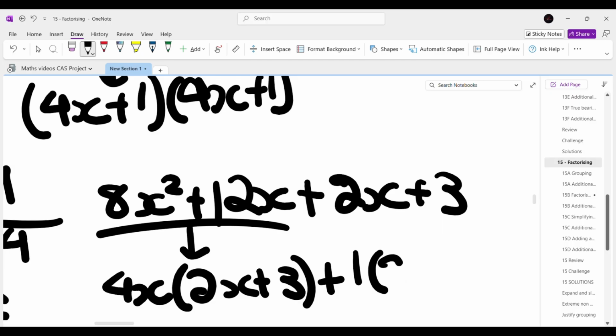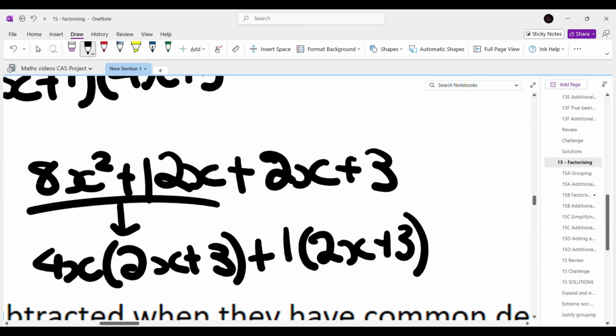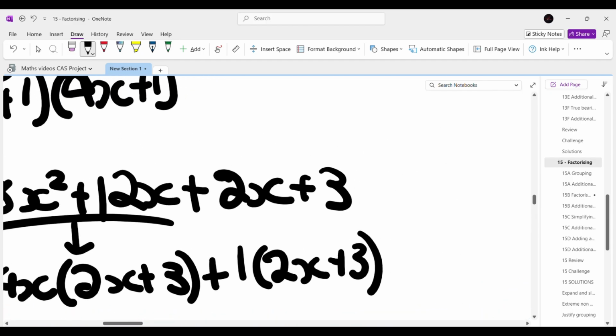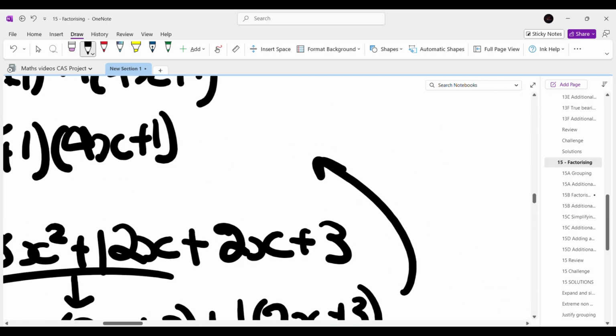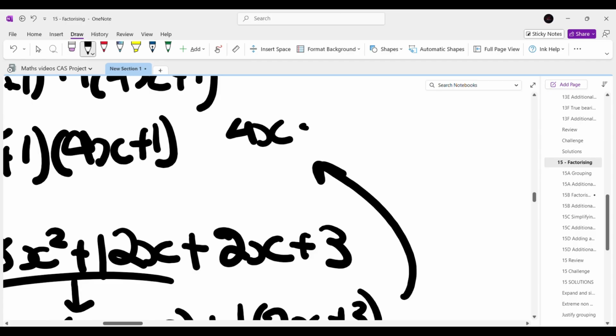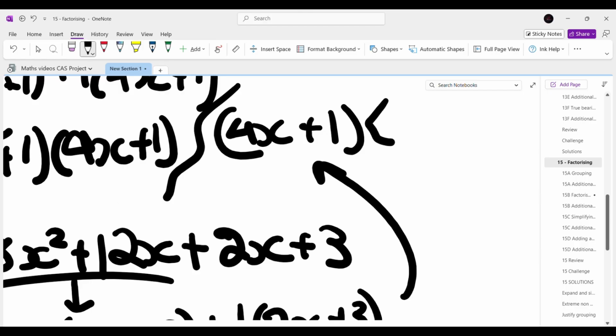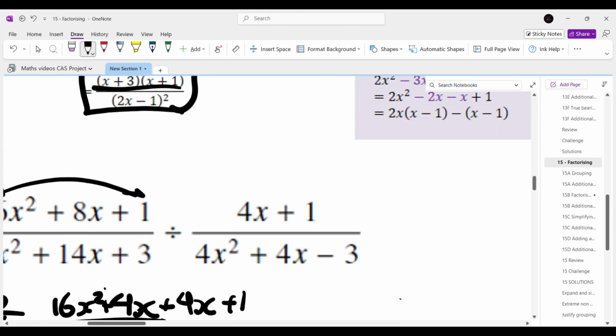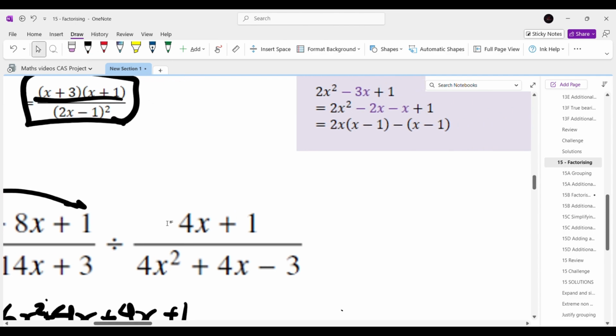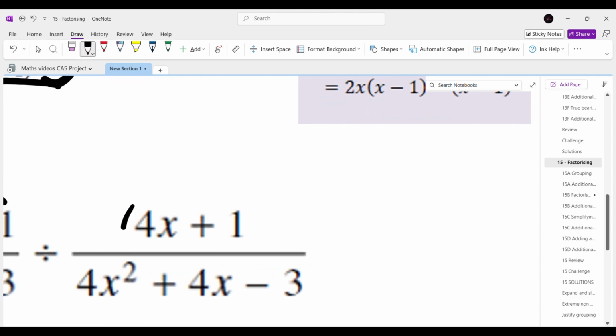So now we have a shared factor of 2x plus 3. That means this simplifies all the way back down to 4x plus 1 times 2x plus 3, which we'll keep separate. Now over here, looking at this fraction, we already have 4x plus 1 on the top, so we're just going to leave it. And now we'll look at the bottom one right here.